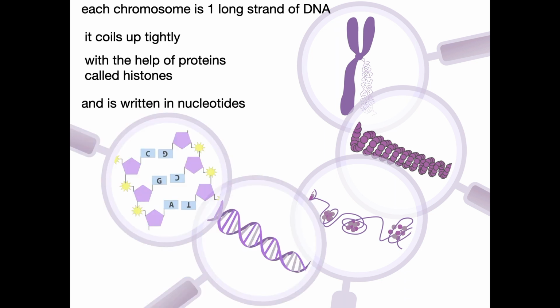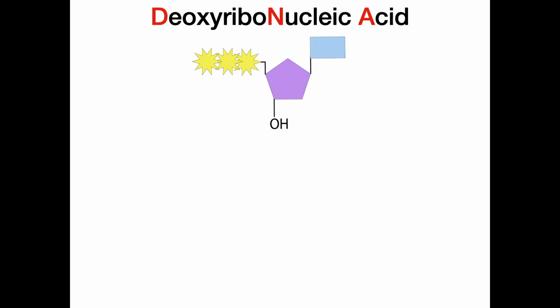But if you're looking closer, you see the classical double helix DNA structure. It's made up of two strands, anti-parallel, so they're running in different directions, made of DNA letters, nucleotides, or actually deoxynucleotides. So DNA stands for deoxyribonucleic acid.